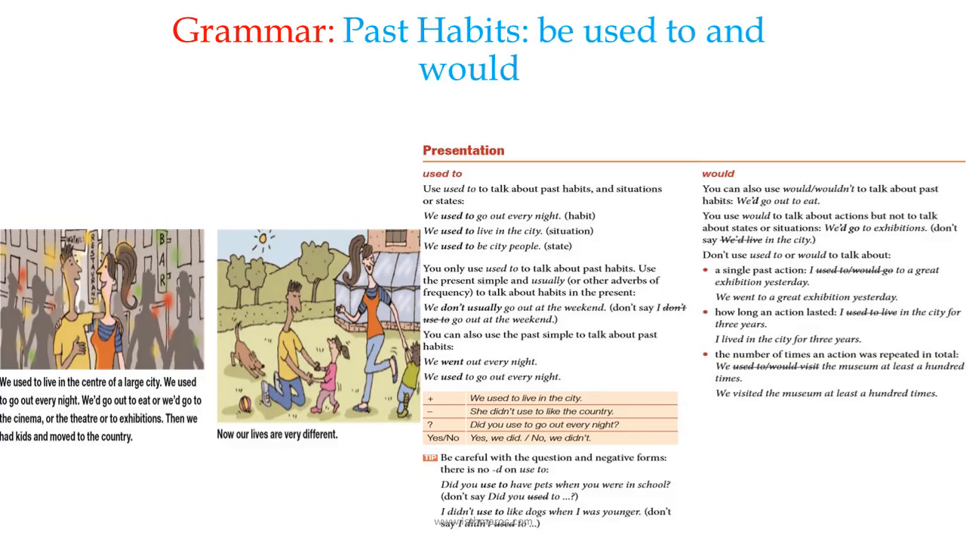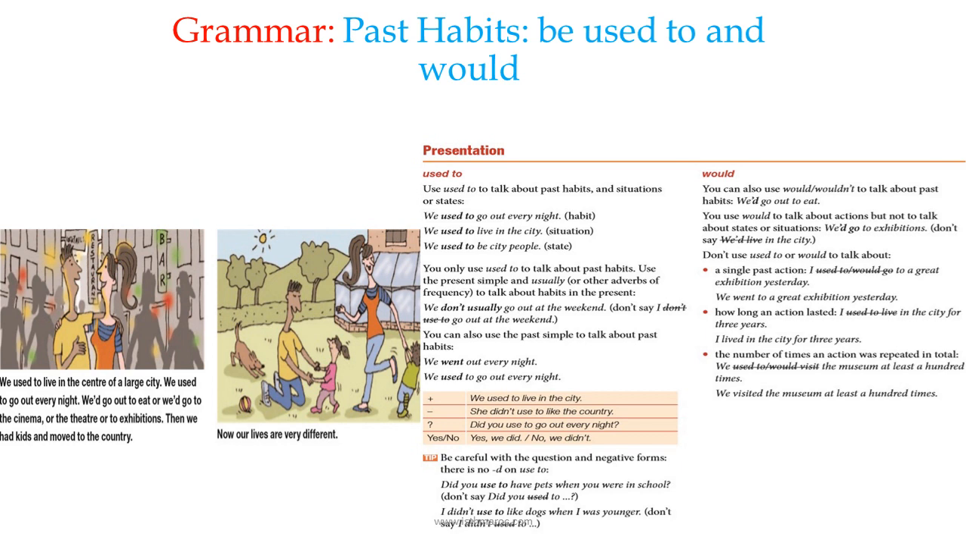Okay, the usual picture that introduces us to the presentation, which delves into the explanation and the analysis of the lesson. Picture number one, it says, we used to live in the center of a large city. We used to go out every night. It means we would go out to eat, or we'd go to the cinema or the theater or to exhibitions. Then we had kids and moved to the country.